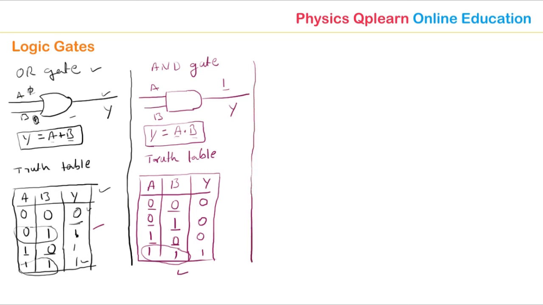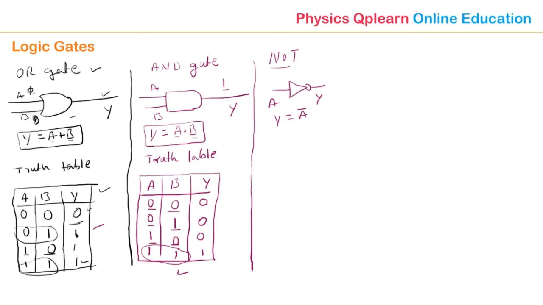Then we have to go for the third gate. What is the third gate? That is the NOT gate. The NOT gate is a logic circuit. It has only one input and one output. The symbolic representation of this gate has one bubble. This is A, here Y. So this is the circuit symbol of the NOT gate. The NOT gate is nothing but what we call the reverse gate. So what is its formula? Y is equal to A bar. The bar represents reversing the input.